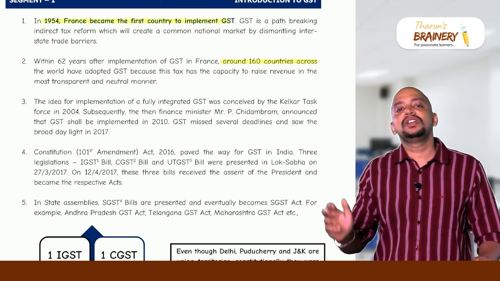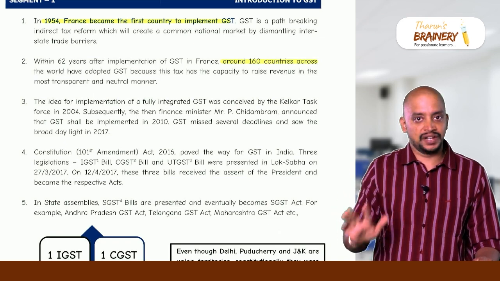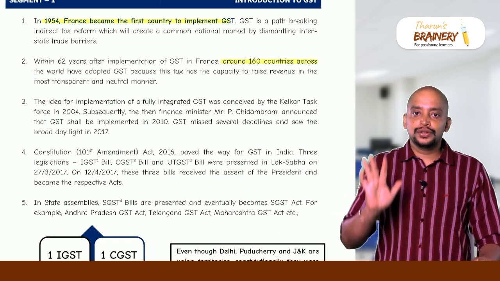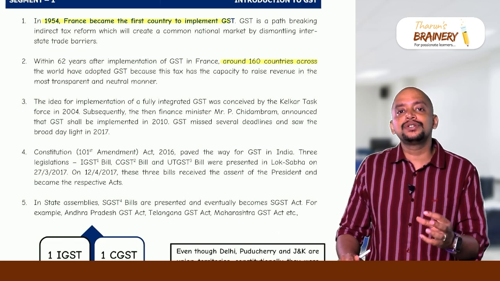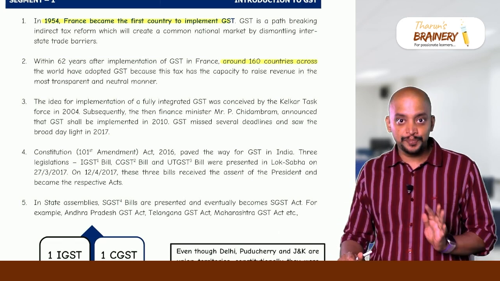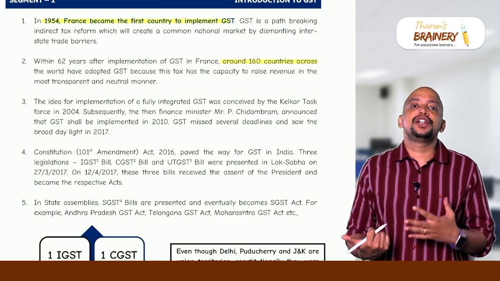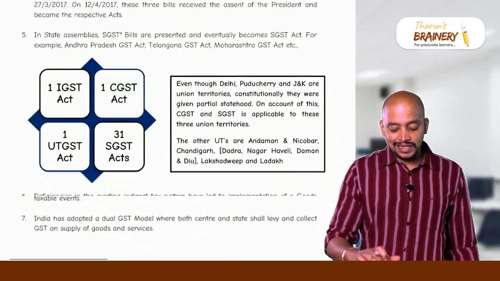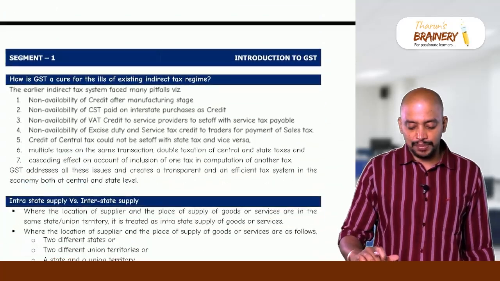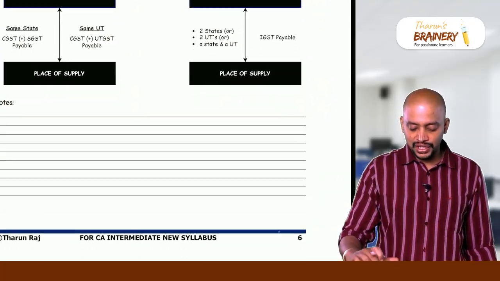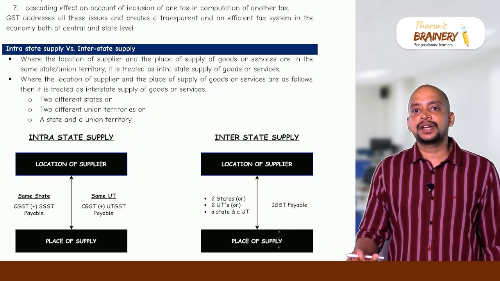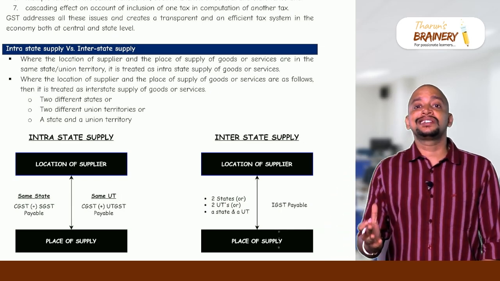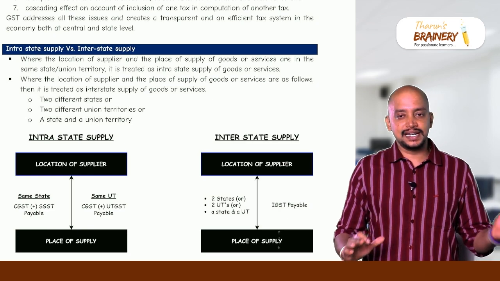In segment 2, we will be learning about supply, section 7. Okay, but right now, try to understand that the taxable event is supply of goods or services or both. This supply is divided into two: intrastate supply and interstate supply. You can see this information in page number 6, the information about intrastate versus interstate supply.